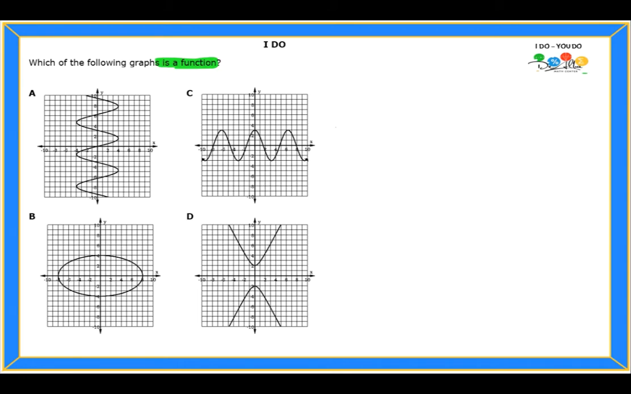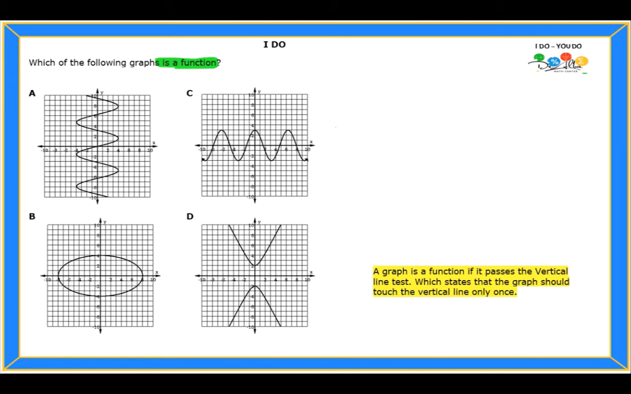So for this problem, we're going to use the vertical line test, okay? And I have it right here. Let's see what it says. A graph is a function if it passes the vertical line test, which states that the graph should touch the vertical line only once. Okay, so I am going to draw a vertical line.